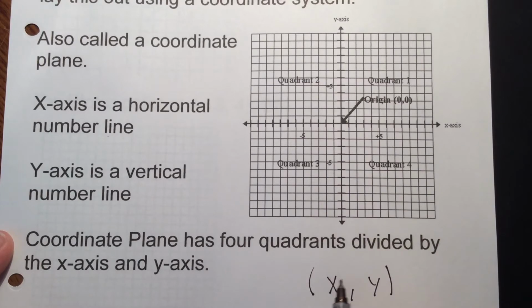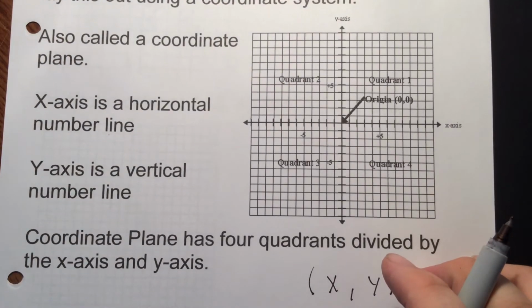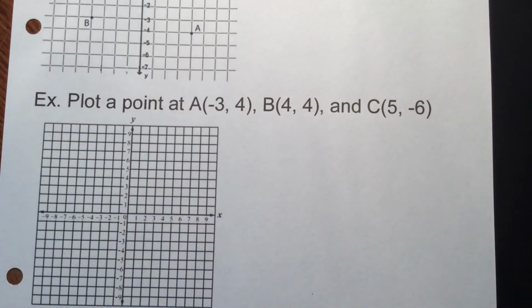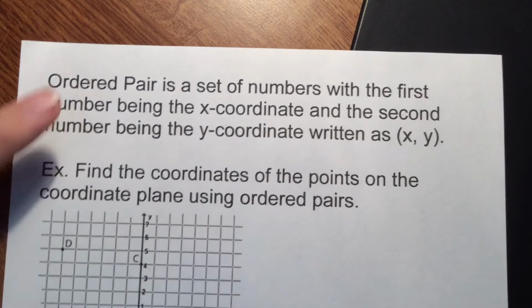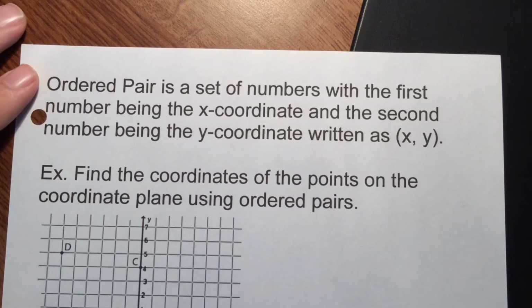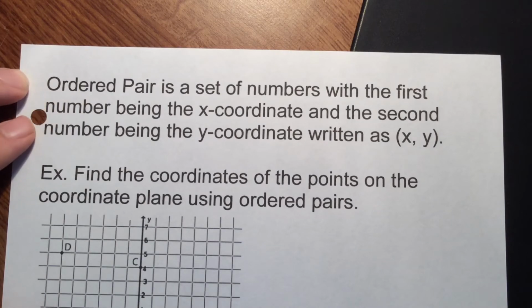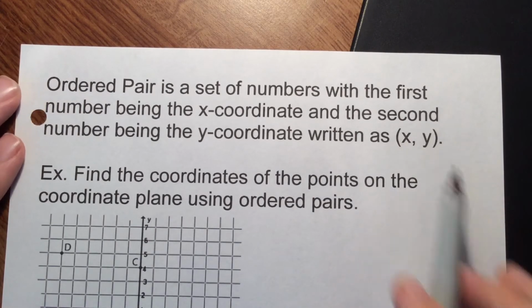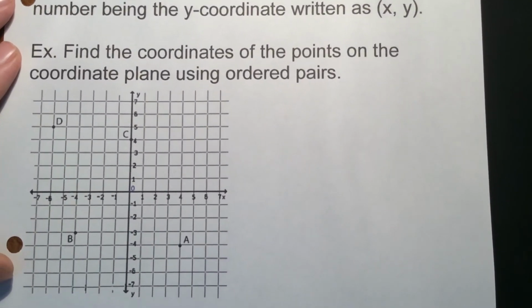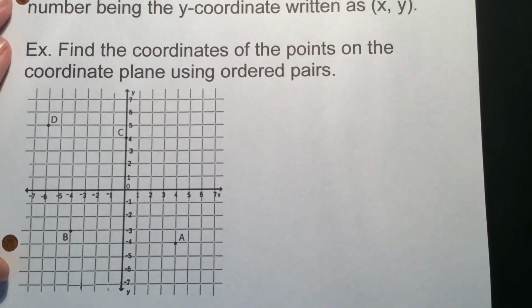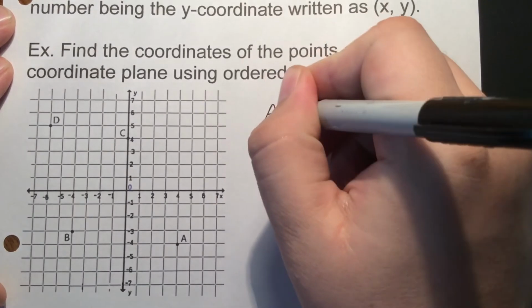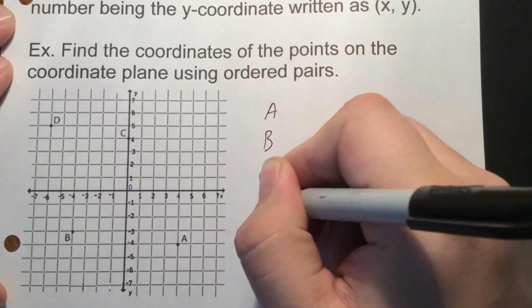So whatever the horizontal x is, we put that first, then a comma, and then we put whatever the y is. Okay? So that's what I'm talking about. We call this an ordered pair. So the first number is your x coordinate, your second number is your y coordinate, written as x, y. So we're going to find some points here, some coordinates of these points. So we have A, B, C, and D.